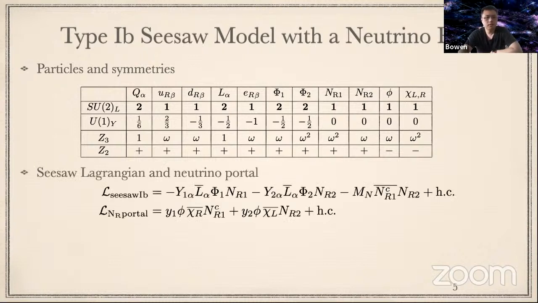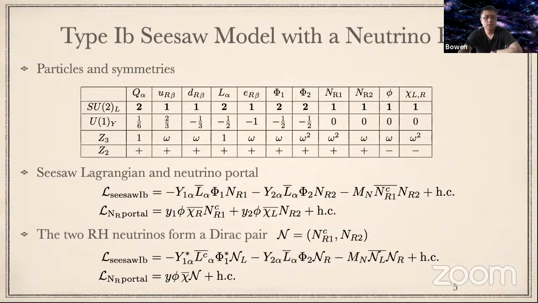And the seesaw Lagrangian and neutrino portal are like this. We have two right-handed neutrinos coupling to two different Higgs doublets, and also to dark fermions with different chirality. This is required by the Z3 symmetry. And these two right-handed neutrinos can form a Dirac pair as their mass term is like this. They cannot have a normal Majorana mass because of the Z3 symmetry.